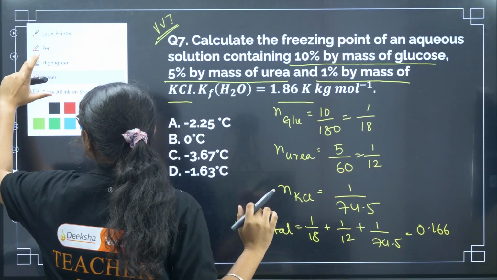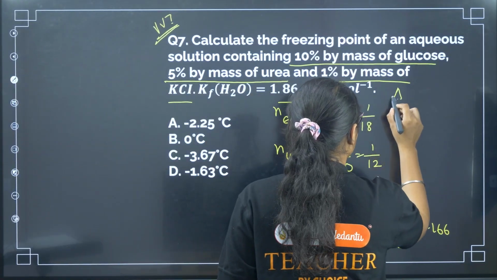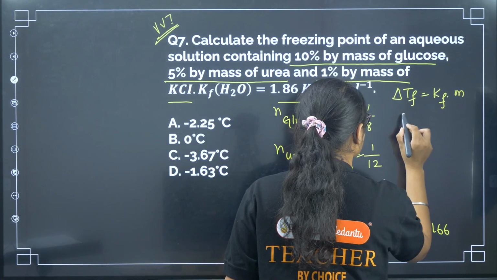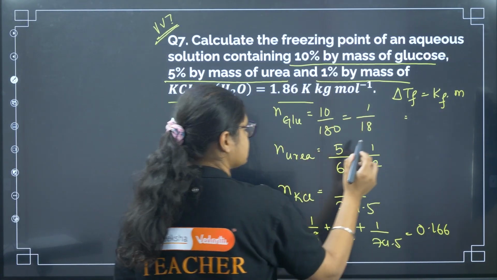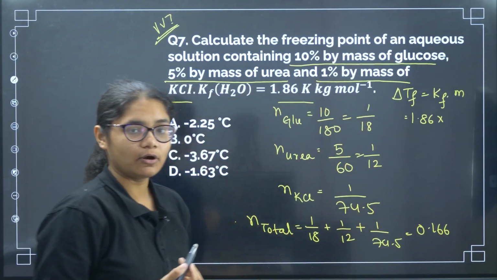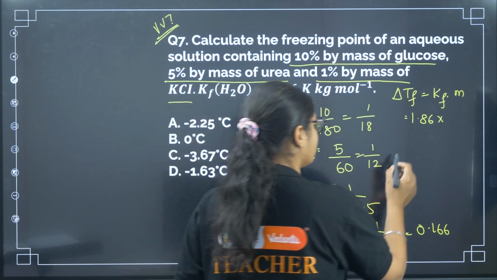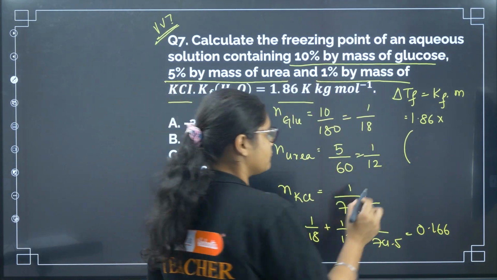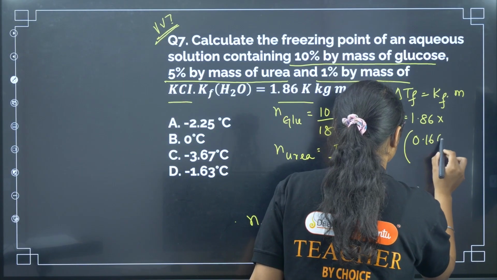So we have this one, delta Tf is equal to Kf into m, right? So the Kf value is given as 1.86. Okay, and the molality value will be what? Molality will be given mass by molar mass, so the total number of moles by the mass of solvent. So the total number of moles is 0.166.